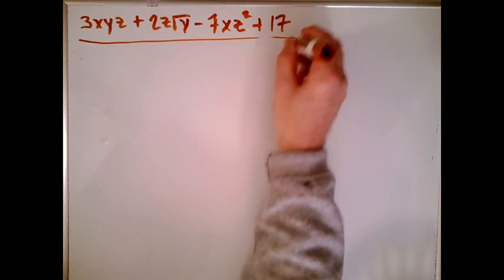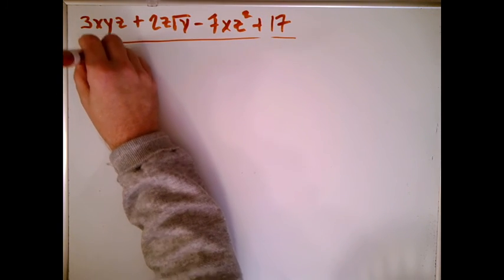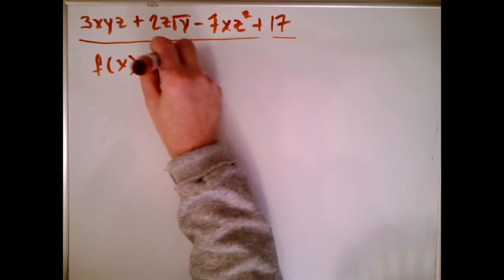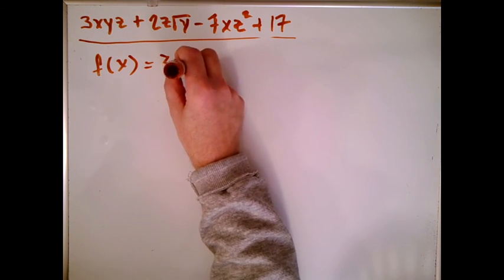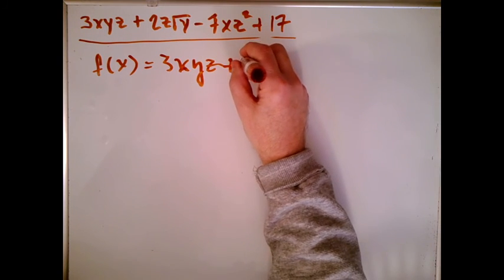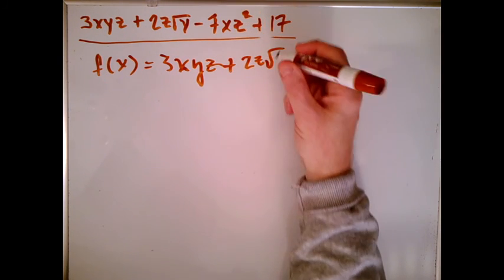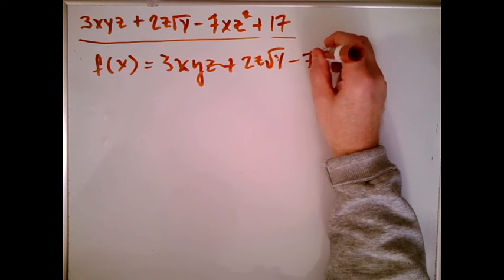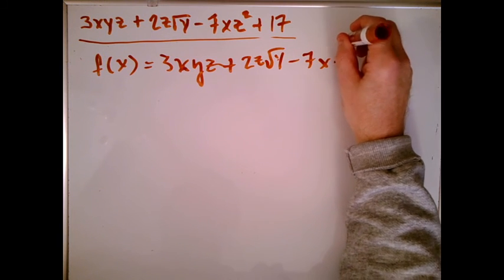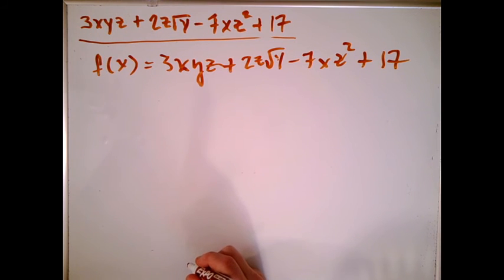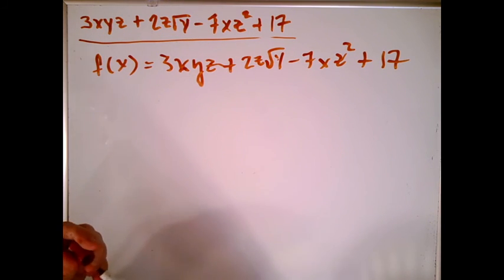So, for example, the first thing that's actually listed in the assignment says, if I write down f of x equals this, so I'm going to write down 3x yz plus 2z square root y minus 7x z squared plus 17. Now, how did writing down f of x change that? It means that everything that's not x is now a constant.